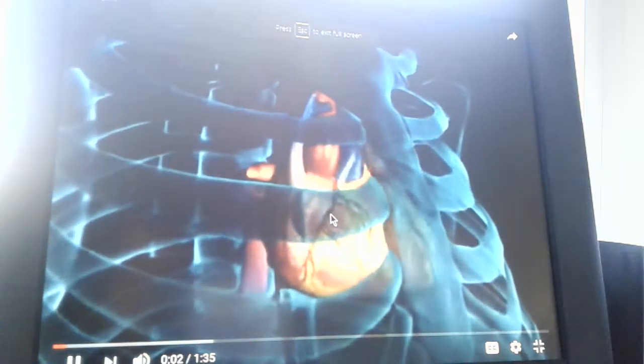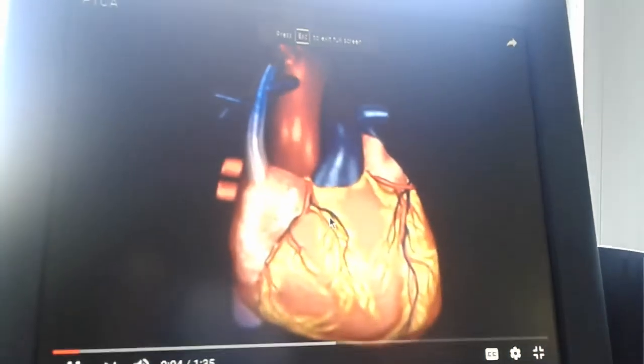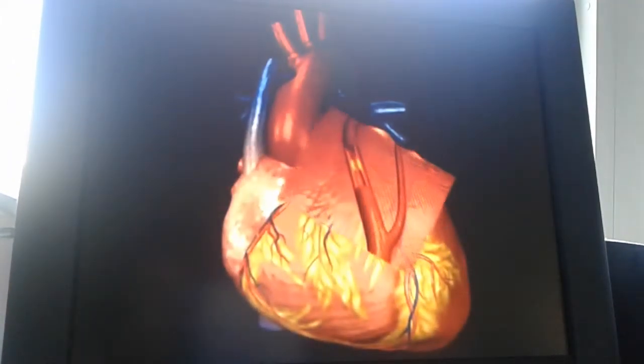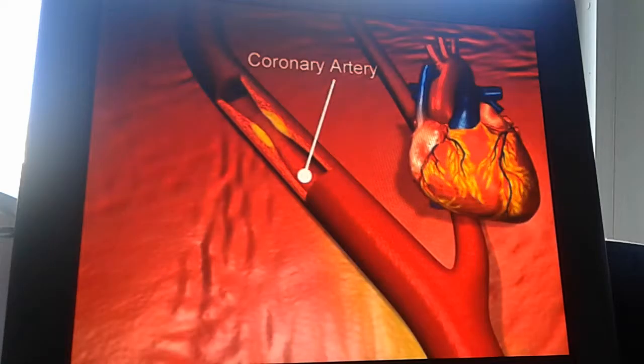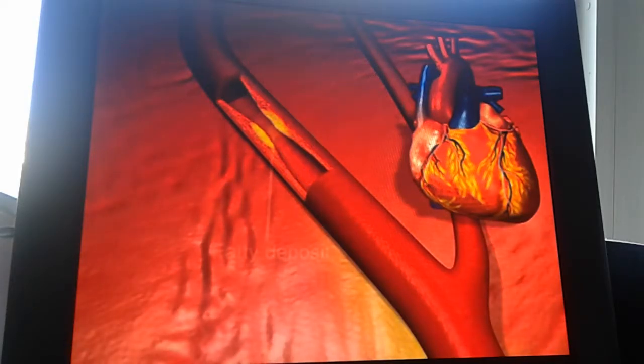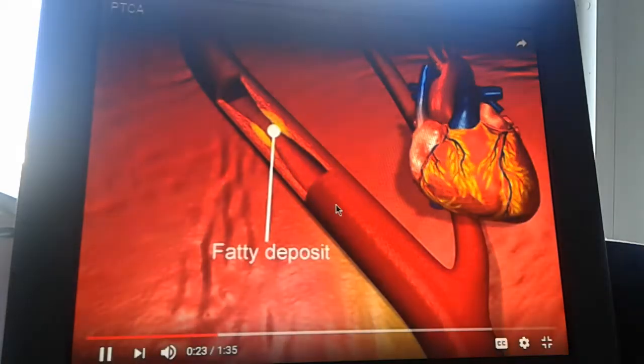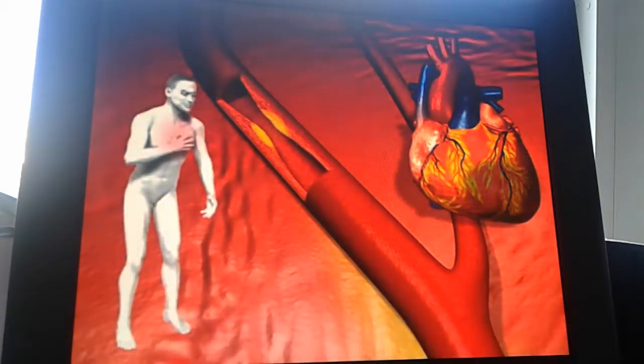Percutaneous transluminal coronary angioplasty, or PTCA, often abbreviated to angioplasty, is a procedure to reopen a narrowed coronary artery. The heart muscle is supplied with oxygen by blood arriving through the coronary arteries. If these arteries are narrowed by fatty deposits, the heart becomes starved of oxygen, which causes pain in the chest called angina.